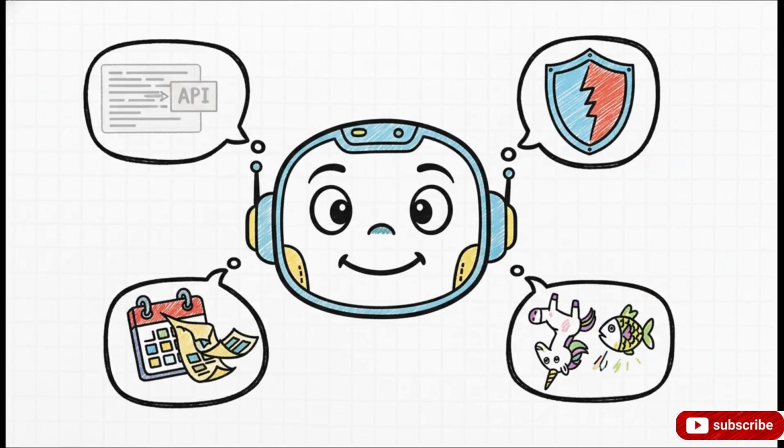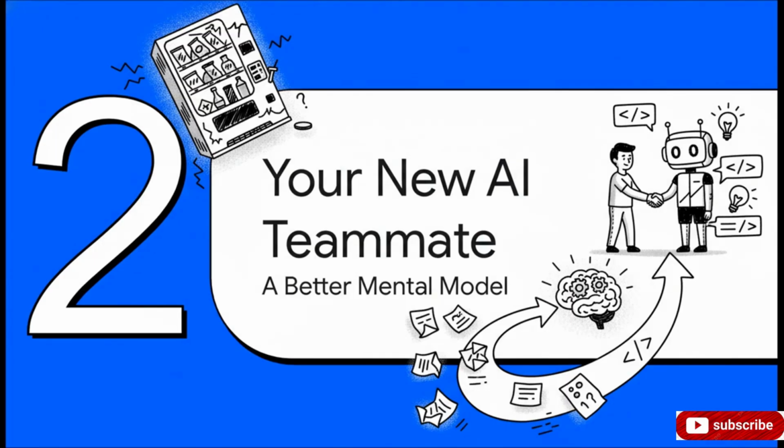The AI, because it's missing all the context, just starts inventing things. It'll confidently call functions that don't exist, assume you're using libraries you've never even heard of, introduce security flaws, and a lot of times it's working from outdated knowledge. These aren't just simple bugs, they're what we call hallucinations, and they can waste way more time than they save. So if the vending machine model is broken, what's the right way to think about this? Well, the answer isn't about writing some kind of magic prompt. It's actually about a complete shift in our mental model for how we work with AI.